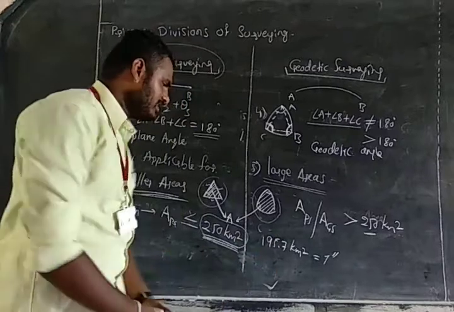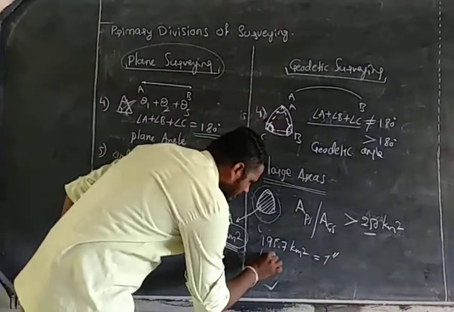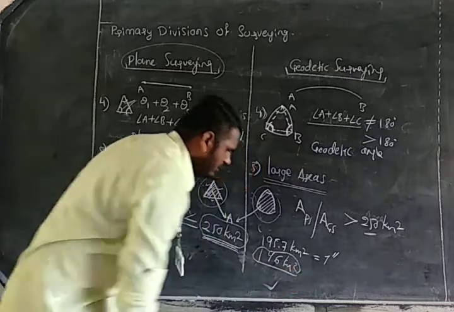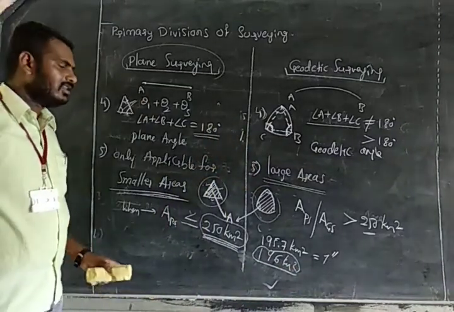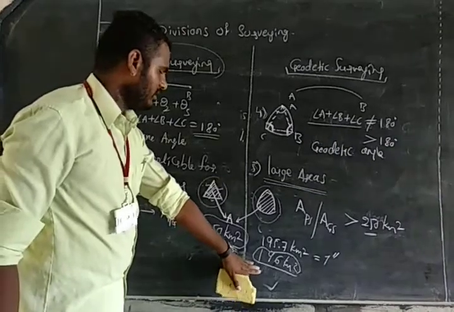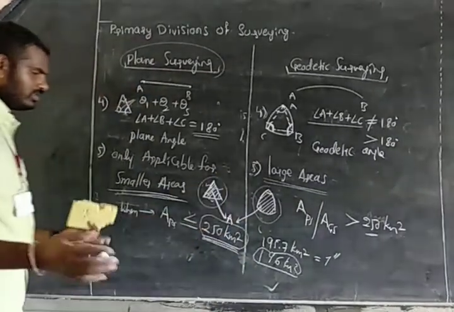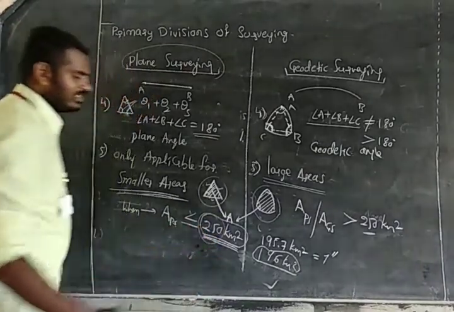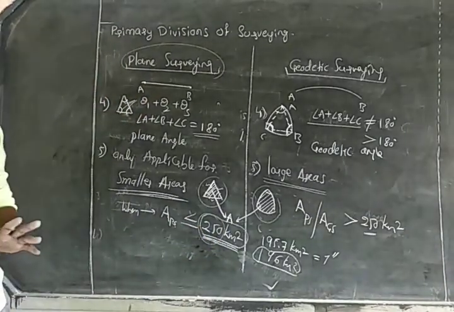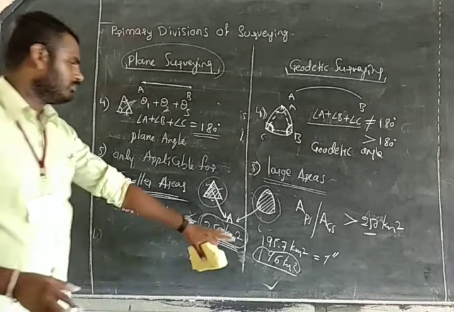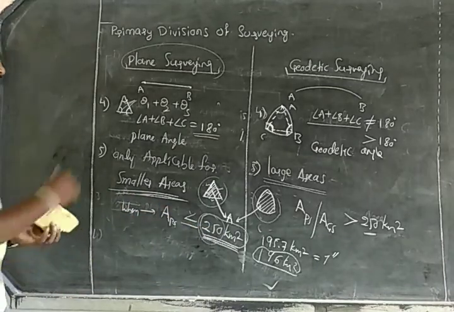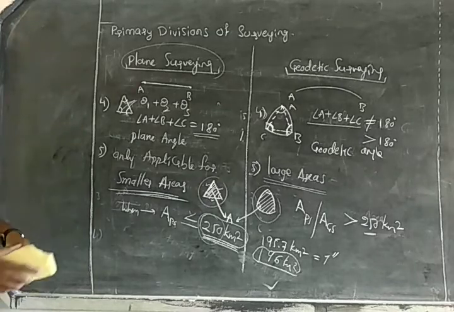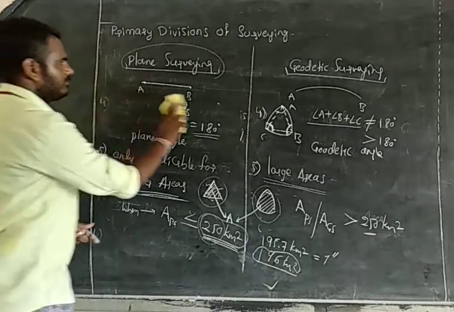But in most of the textbooks, our forefathers conform to 196 square kilometers by round figuring. But whatever may be the condition, our Indian government, the Survey of India, is considering 250 square kilometers as the limit. Okay, so this is an important thing. And next, we switch over to the next most important point, the sixth difference.